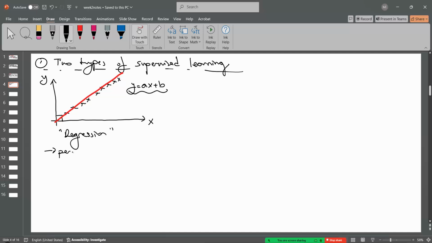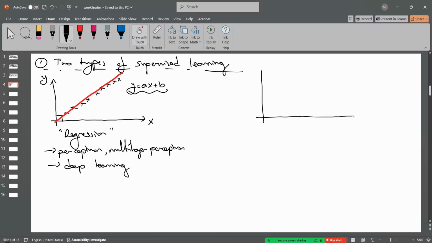In regression, we can utilize the perceptron, multi-layer perceptron, or deep learning to build this kind of model. Or if we have any two input data, two features, x1 and x2, these are the features. Okay, these are also features, but this is the output.